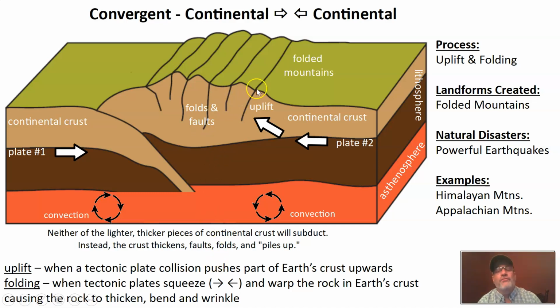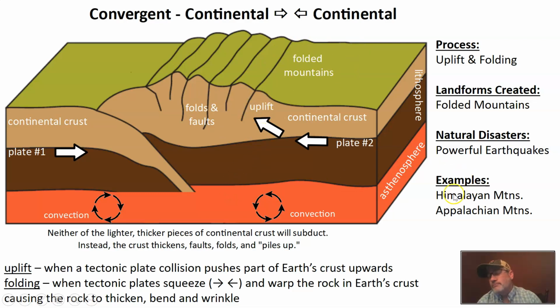We also have this folding. So as part of this collision, we're going to have these folds that are going to happen in the rock. And these are, of course, permanent folds. But these folds actually turn into what we call the folded mountains.